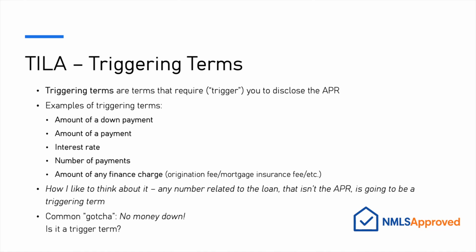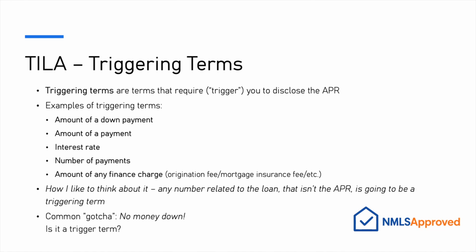The first one's going to be the amount of a down payment. So if you say $5,000 down, that's a trigger term. If you give the amount of any payment, so it's a $500 a month monthly payment, that's a trigger term. If you were to quote an interest rate, that's a trigger term. Or if you were to quote a number of payments, that's a trigger term. Similarly, any amount of any finance charge, such as an origination fee, a mortgage insurance fee, something like that, is going to be a trigger term.